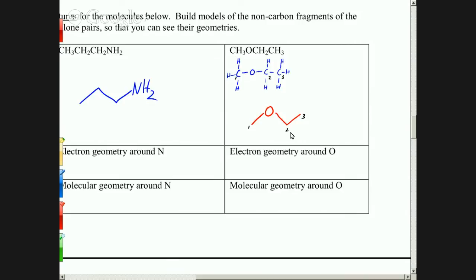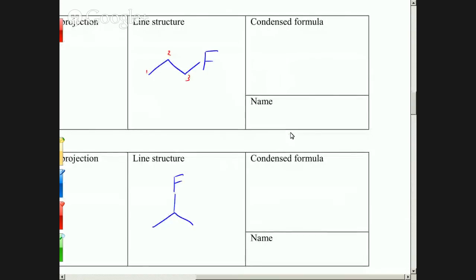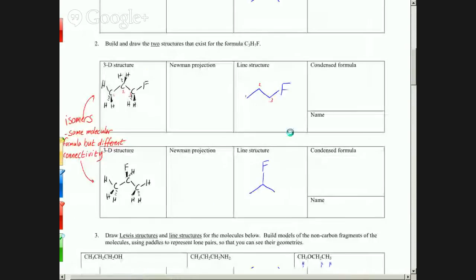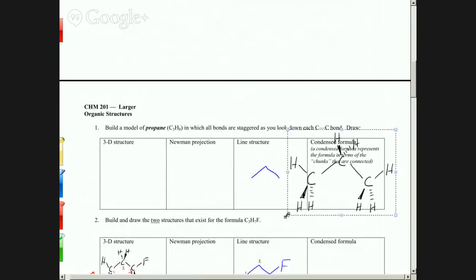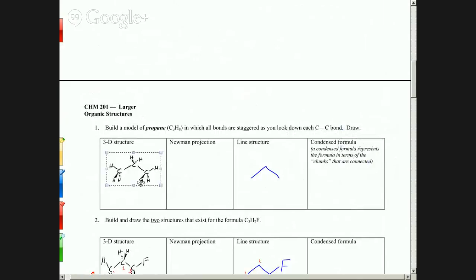Everybody see how that works? I think so, maybe. Again, this kind of thing takes practice. There's a lot of this in the book. So we're going to look at one other way of expressing structures, and then we'll look at some bigger examples. So let's go all the way back to propane. Put this back in its correct spot here. We're skipping these Newman projections for now. We might get to those, not today, maybe at some point.